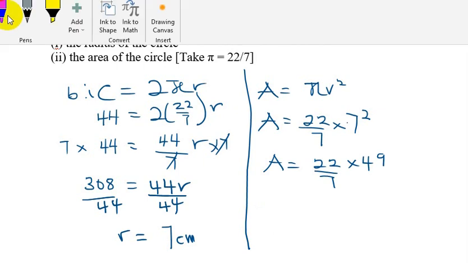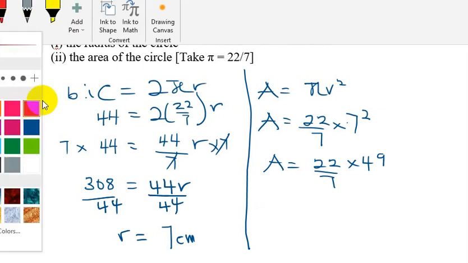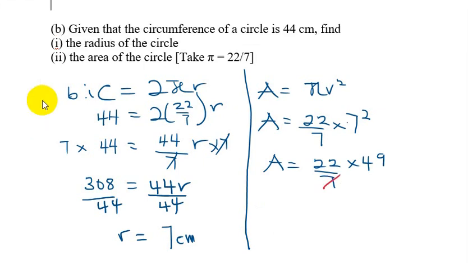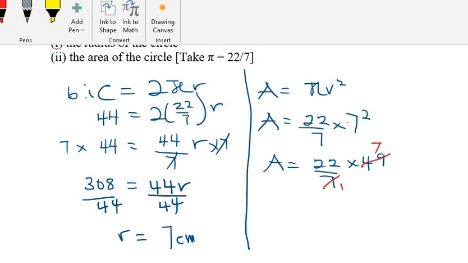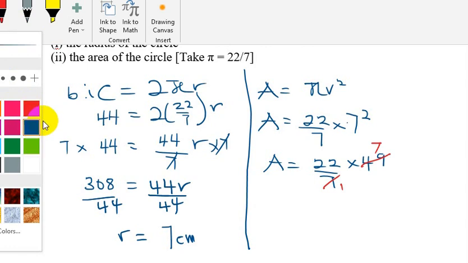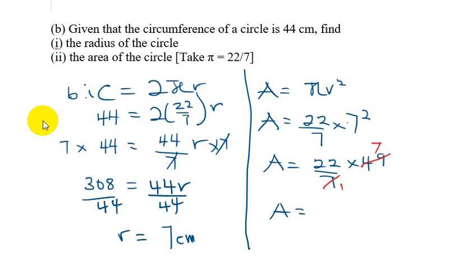But we can do some cancellation here, right? 7 goes here 1, it goes here 7 times, right? So we are going to get our area being equal to 154 centimeter square. Last time in the video I told you that volume is cube, but area is what? Square. So that is our area for question 3. That's the end of question 3.